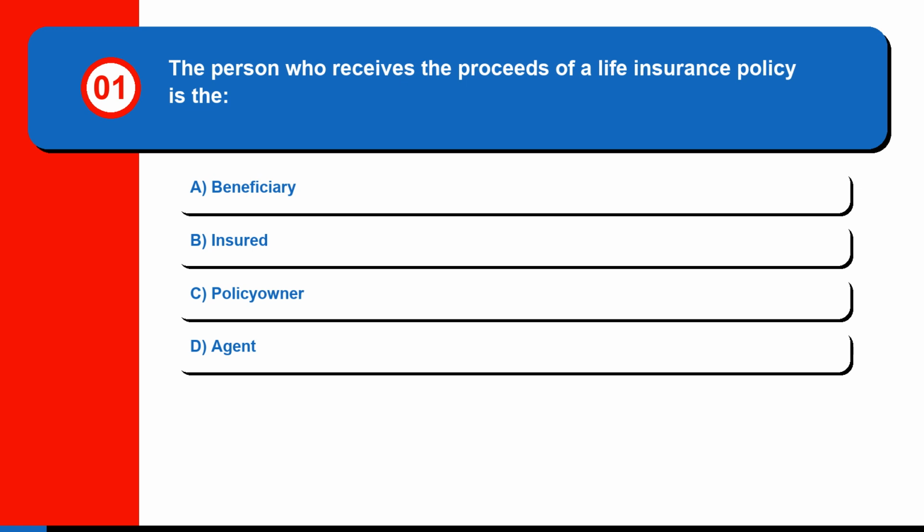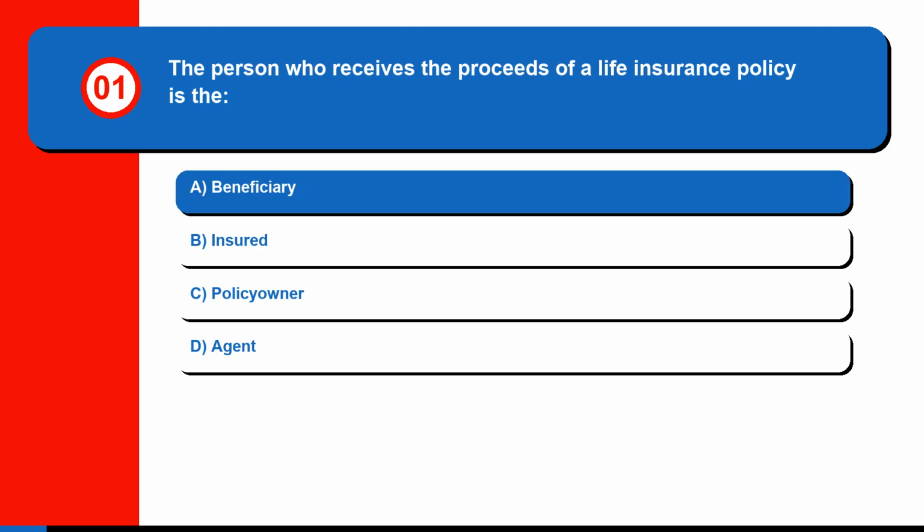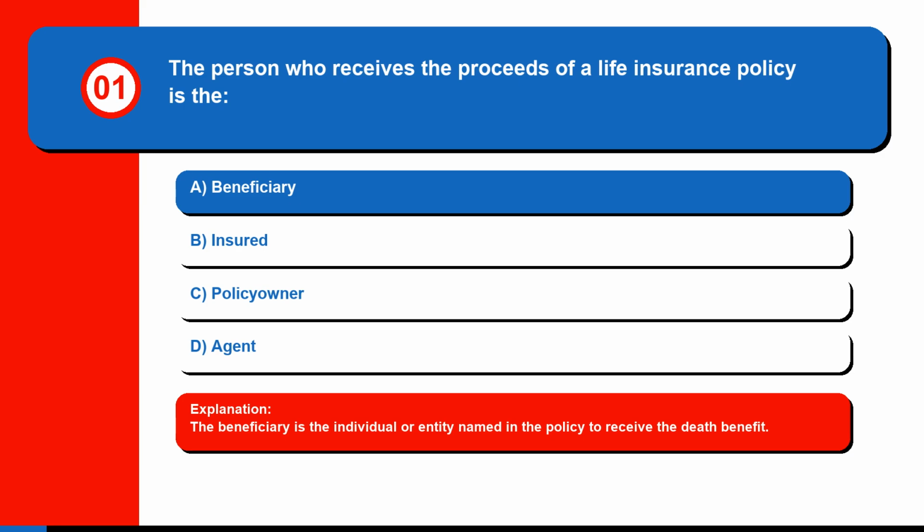Question 1. The person who receives the proceeds of a life insurance policy is the A. Beneficiary, B. Insured, C. Policy owner, or D. Agent. The correct answer is A. Beneficiary. The beneficiary is the individual or entity named in the policy to receive the death benefit.